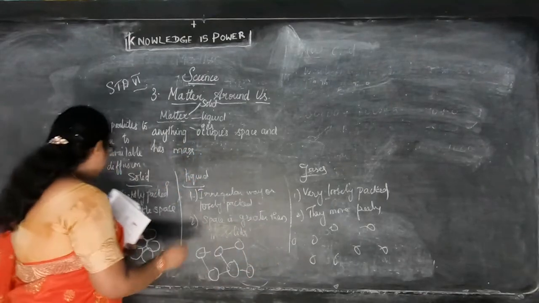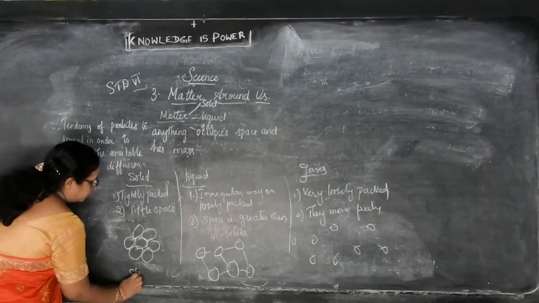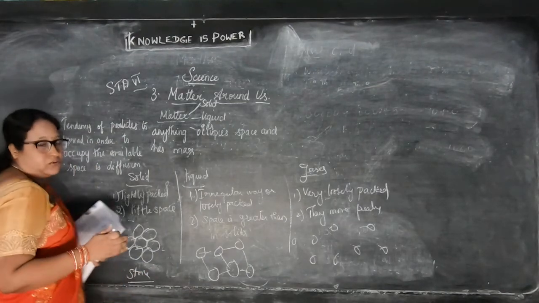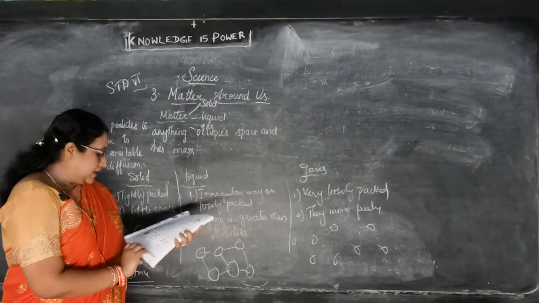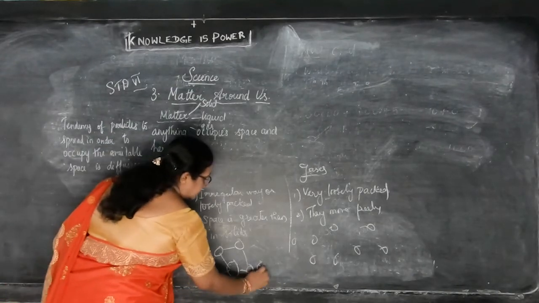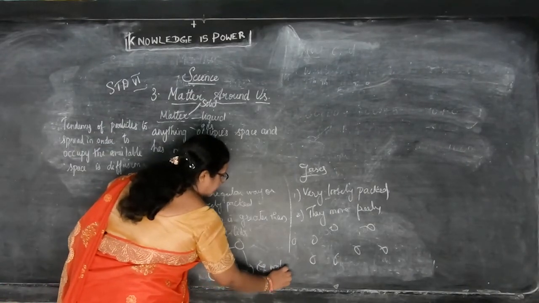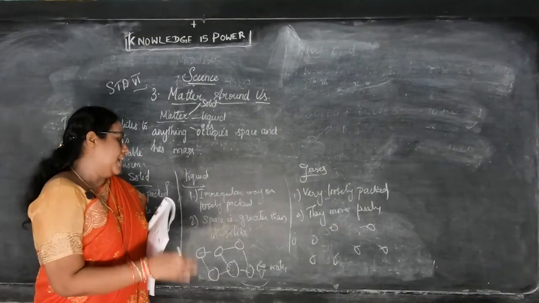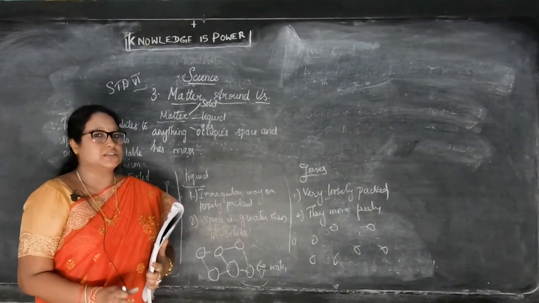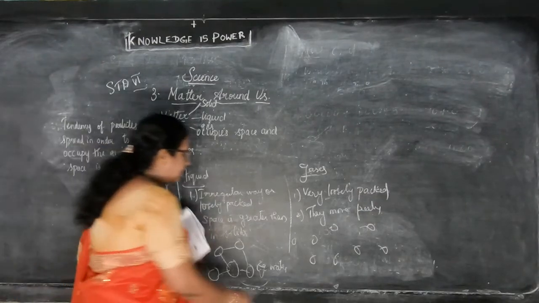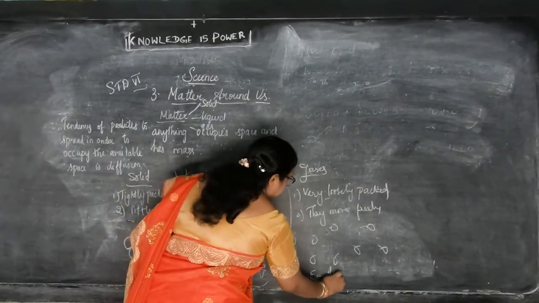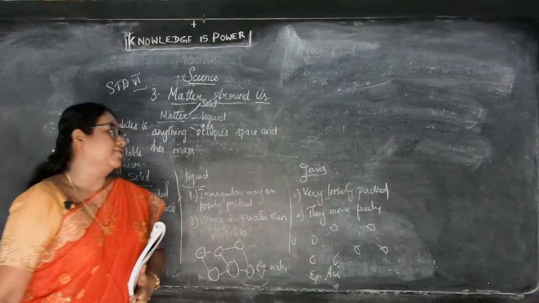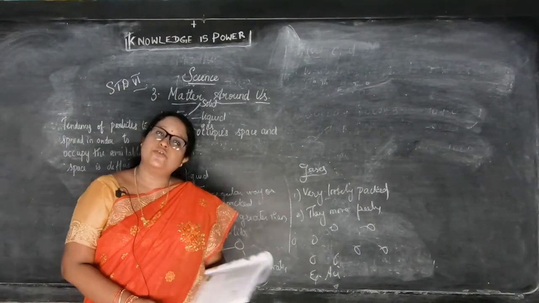Then for the first one, solid, you can take stone. That is very hard and cannot move freely. Next is water, which is a liquid. The particles are loosely packed and the space here is greater than in a solid. Now if you take a gas, for example air, the particles are very loosely packed and they can move freely.